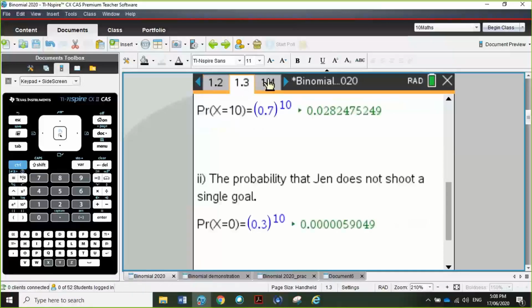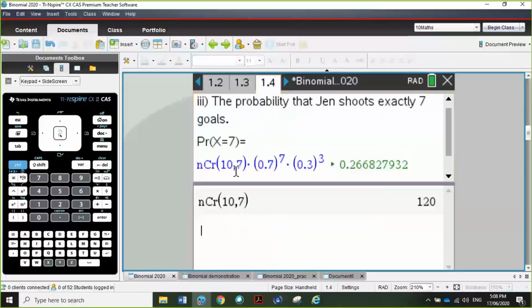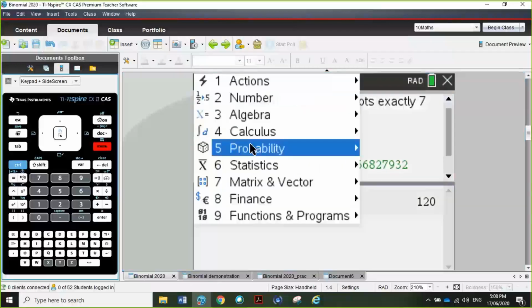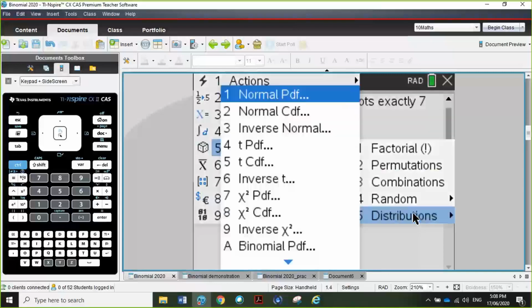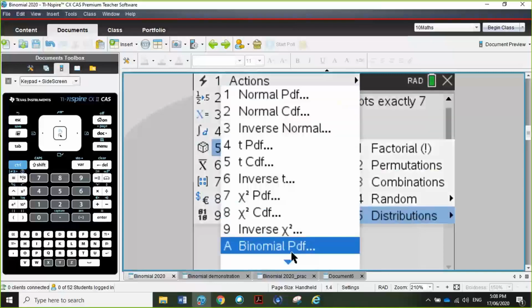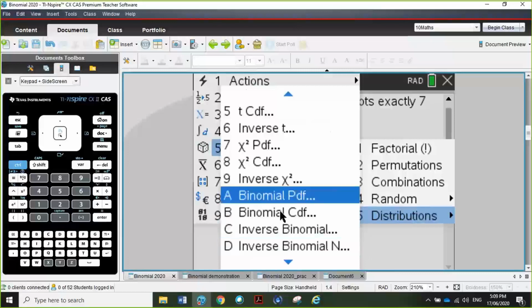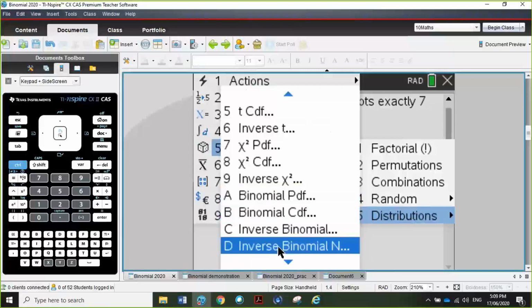So thankfully, someone has programmed into our CAS a binomial probability output, which is very handy. So if you click menu and then number 5 for probability and then distributions, so menu 5, 5, 8, okay, we're going to be using A, B, and C here, A, B, and C actually later.